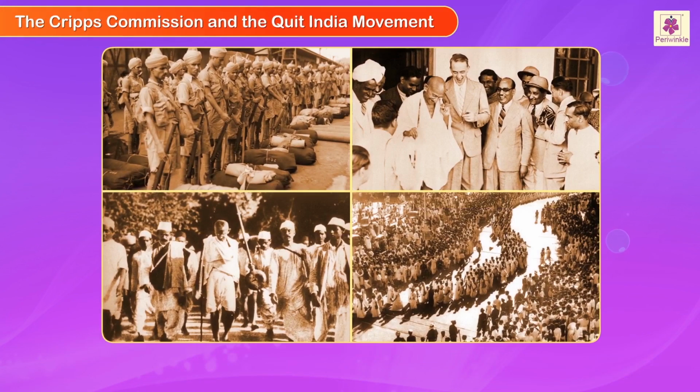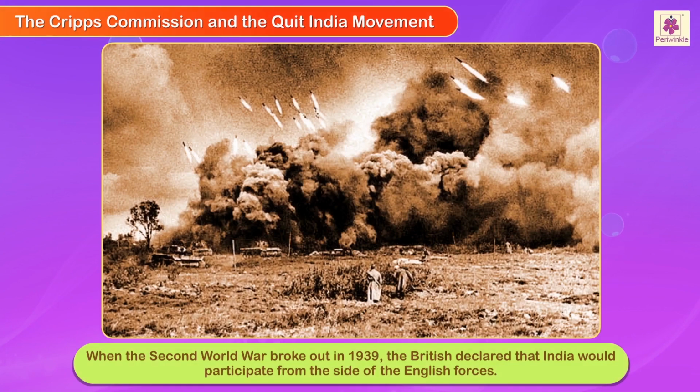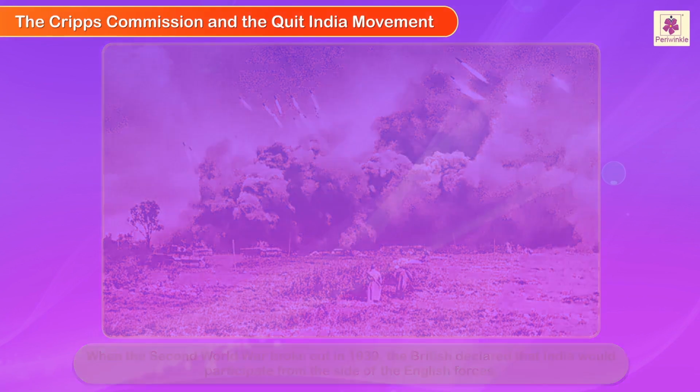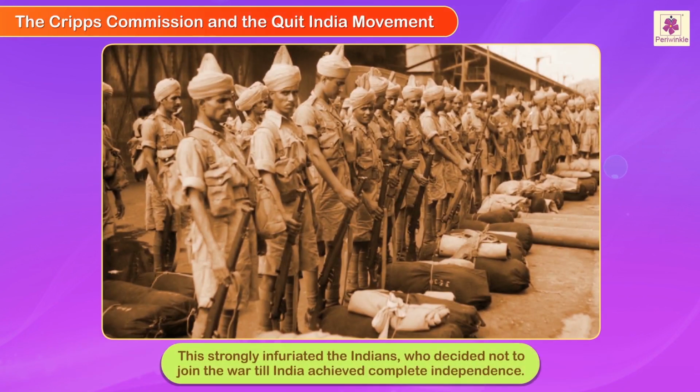The Cripps Commission and the Quit India movement. When the Second World War broke out in 1939, the British declared that India would participate from the side of the English forces. This strongly infuriated the Indians, who decided not to join the war till India achieved complete independence.